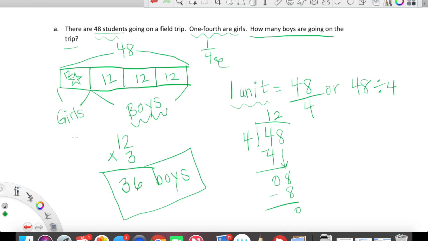Just to double check to make sure that we are correct there, what we can do is take our whole, which is 48 kids total, take away the girls. We have 12 girls, and then let's make sure that we come up with 36. 8 minus 2 is 6. 4 minus 1 is 3. And what a wonderful day.